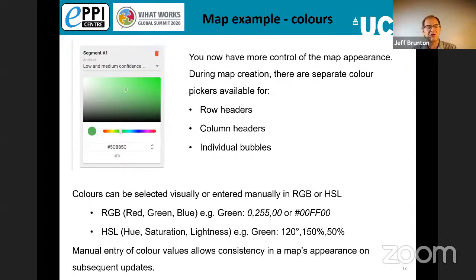Now, what most people will do is just visually pick the colors to where they like it. But what I would suggest, if you visually pick colors, is to make a note of the value. The reason you want a manual entry is that you can then have some consistency in the map's appearance and subsequent updates. So if you say, I want to generate a new version of the map in the future and have the exact same colors I had before, that way you don't have to be guessing too much about it. You know exactly what they were. So I just wanted to mention that.